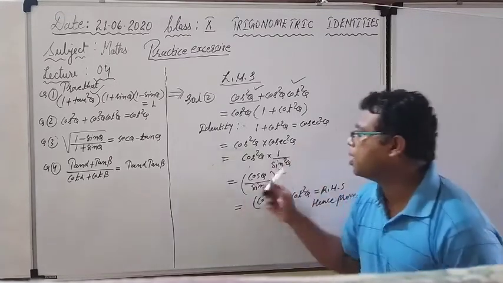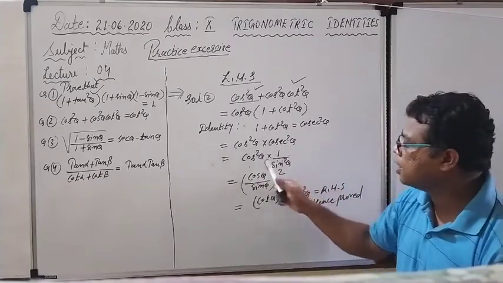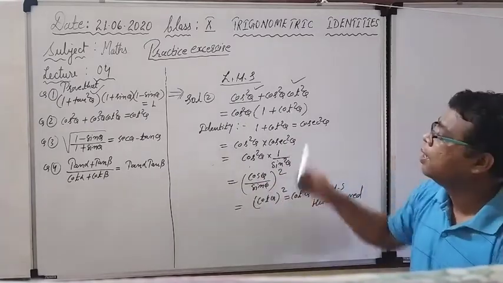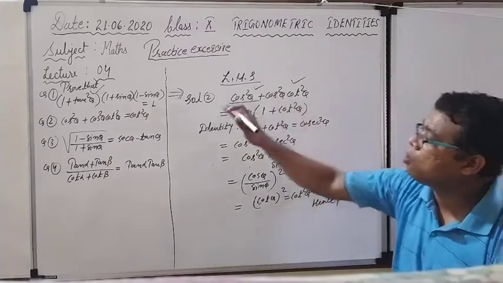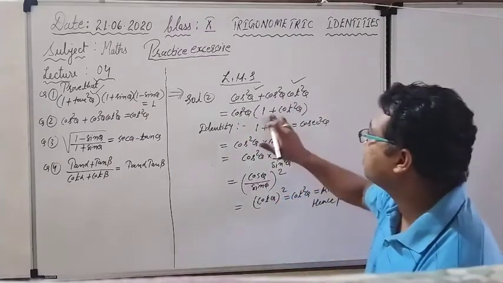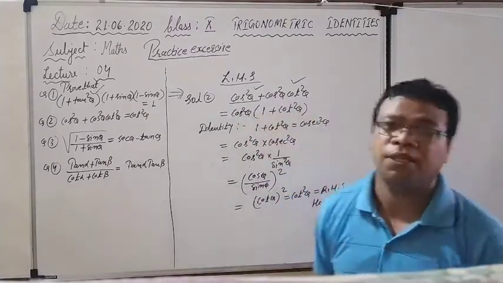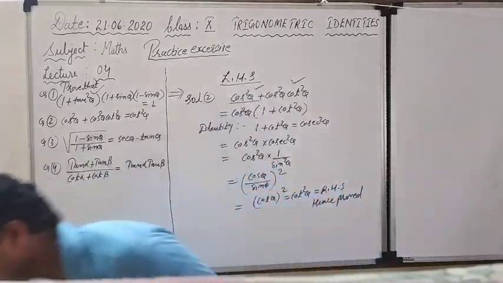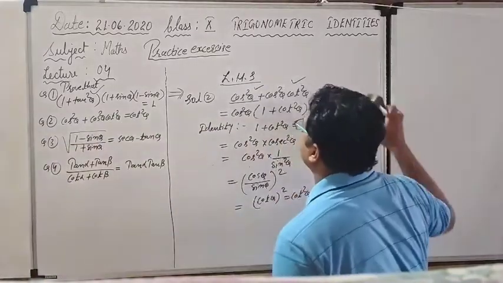यहाँ से तो आपको समझ में आ गई होगी कहानी, nothing else, cos upon sin, and after that we have adjusted all the things. Here we have to use common sense कि common पहले लिया, after that the things are going to be clear. 1 plus cot square theta, that I can write down as cosec square theta. Right now coming to the next question.